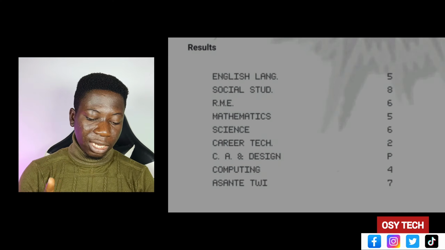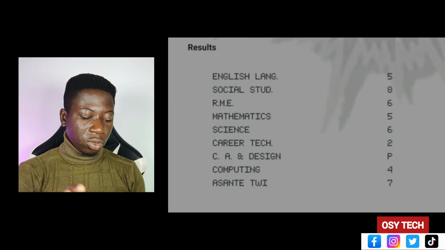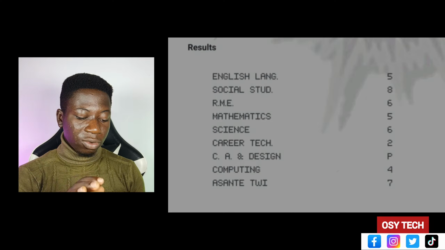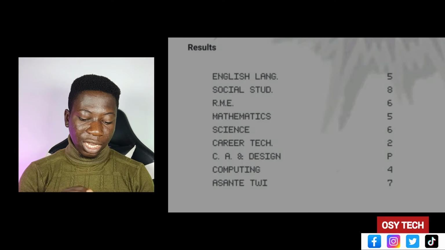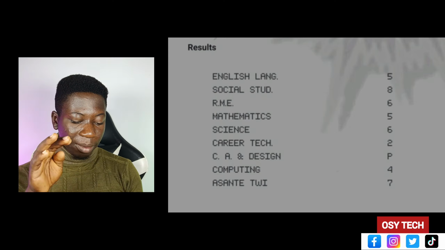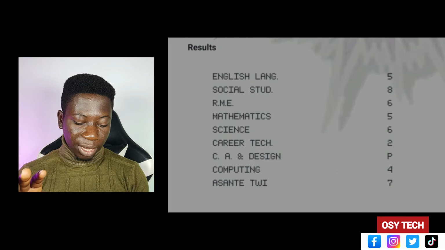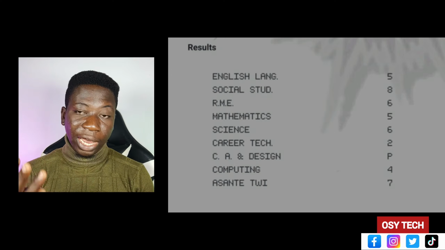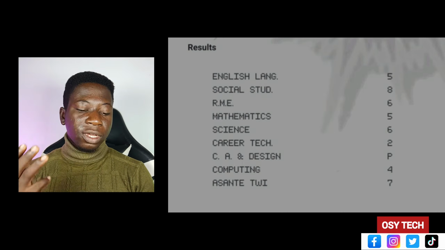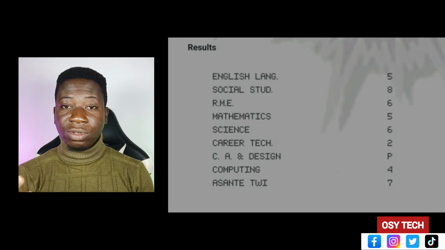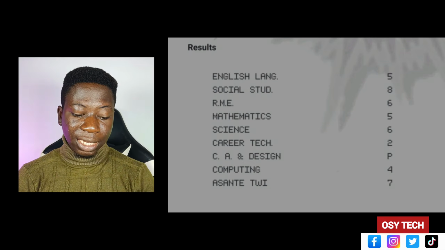Okay, so let's say with the English, as you see on the screen right here, you could see the English is 5, the social is 8, and then the math is 5. Okay, so I'm going to pick 3 core and then also 3 elective, making 6. So if you got 1 1 1 for each of these 3 core and then also 3 elective, you will get aggregate 6.